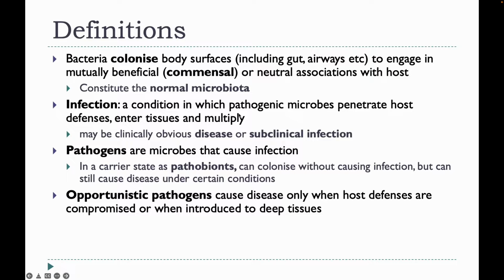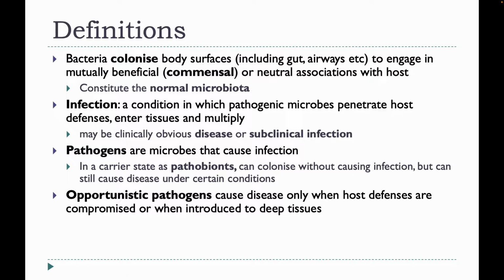Right, so bacteria colonise body surfaces. So in topological terms, they live on the outside of us, even though you might say the inside of your gut is the inside of you. Topologically, it's not. And they can be commensal or neutral. They can constitute the normal microbiota or the normal microbiome. They can cause infection where they penetrate host defences, enter tissues and multiply. And as we mentioned before, they can cause clinically obvious disease, or it can be subclinical infection.